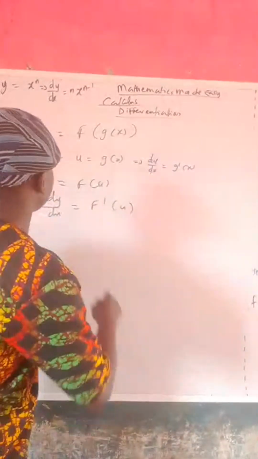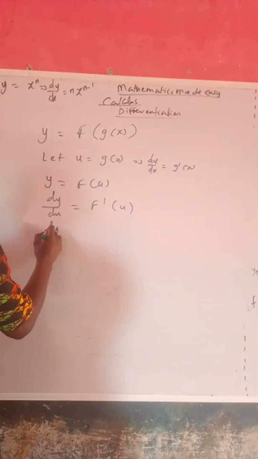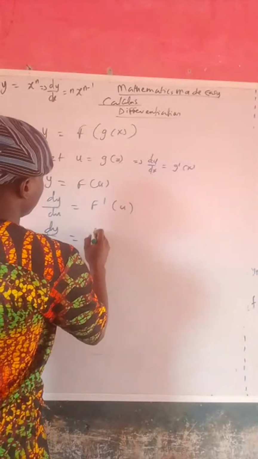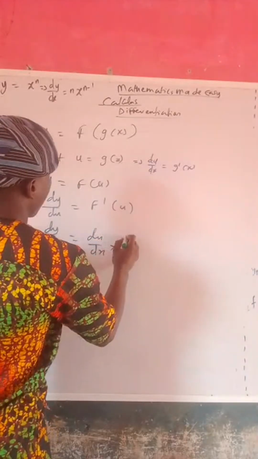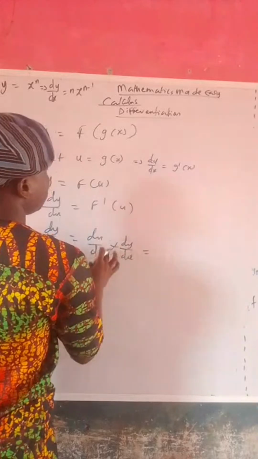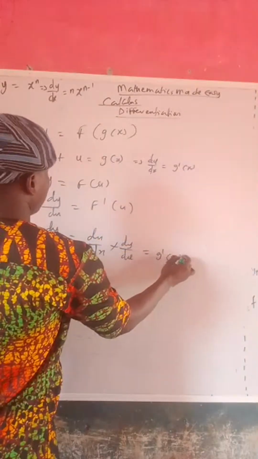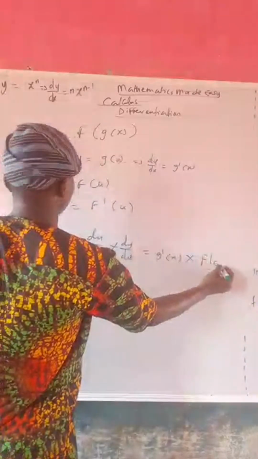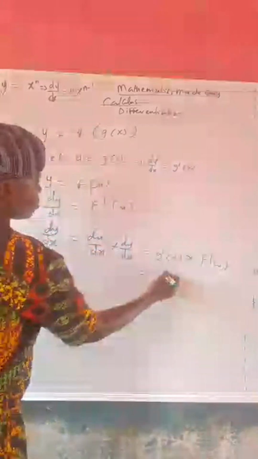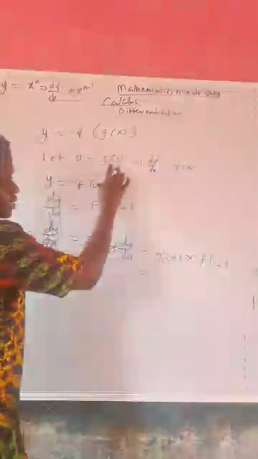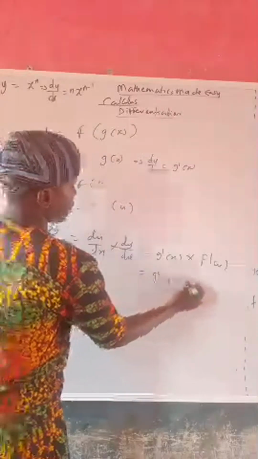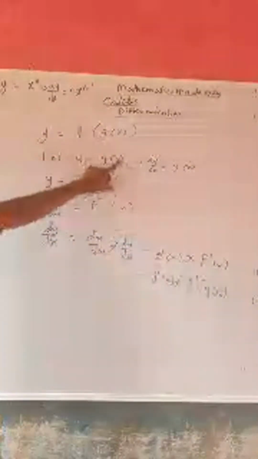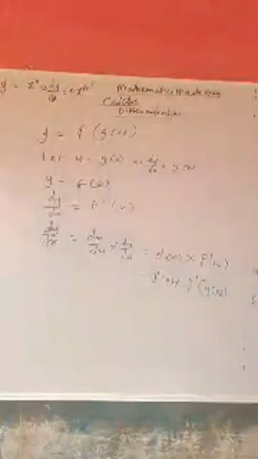Are we together? Then dy/dx is equal to, by the chain rule, that's what we're using, du/dx multiplied by dy/du. The du/dx is g prime of x, and dy/du is f prime of u. So this will be equal to, and don't forget, u is g of x, g prime of x multiplied by f prime of g of x. So if you have this kind of function, this is how you differentiate it.